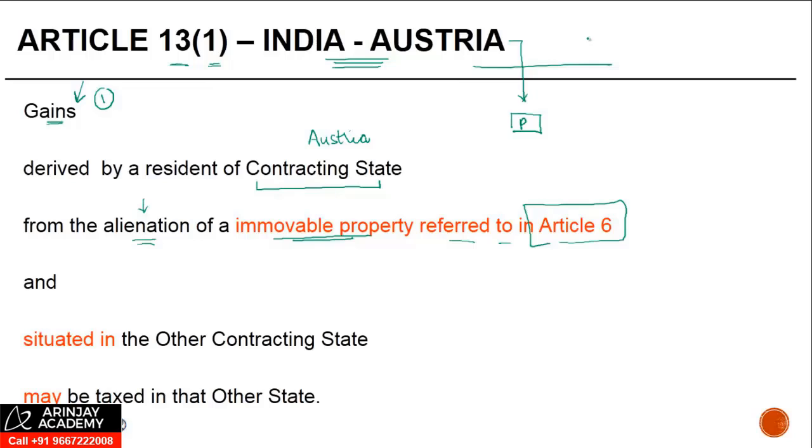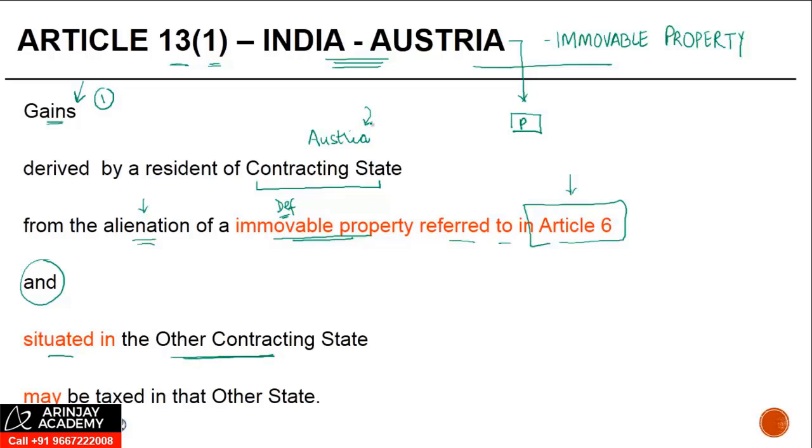So Article 13(1), can I write here that this deals with immovable property. So gains derived by a resident of Austria from transfer of immovable property, right? Not transfer, actually alienation of immovable property. Which immovable property? Which is referred to in Article 6. So there's a definition of immovable property which is given in Article 6, and so not only should this immovable property be covered within Article 6, but situated in the other contracting state.